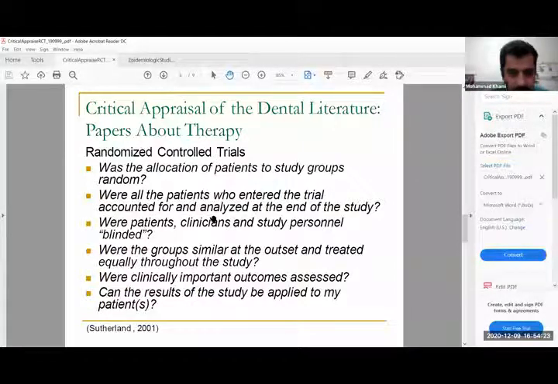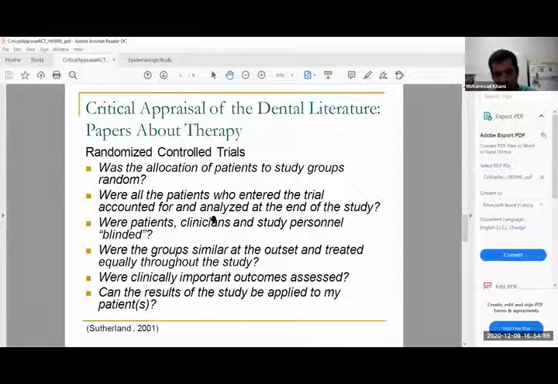And then, were the groups similar at the outset and treated equally throughout the study? So in clinical trials, we try to behave similarly and in the same manner with the 2 groups, but just the intervention would be different. So when we are reading an RCT paper, we should notice if there is any difference between the 2 groups, how they have been treated, how they have been behaved. This is one of the items.